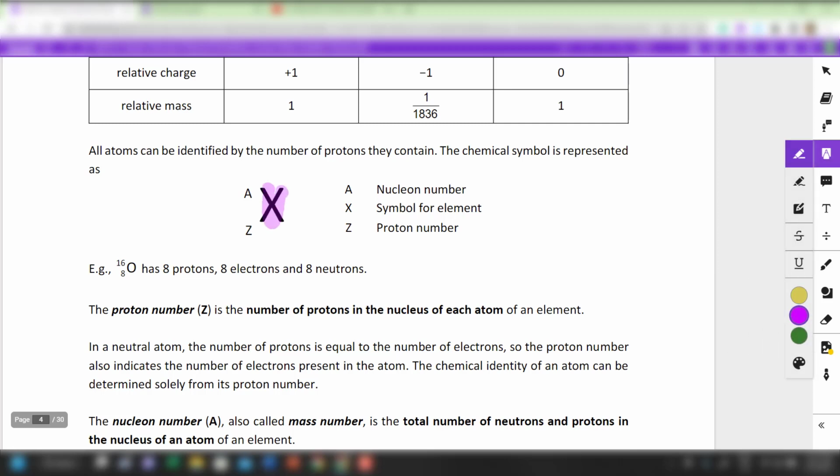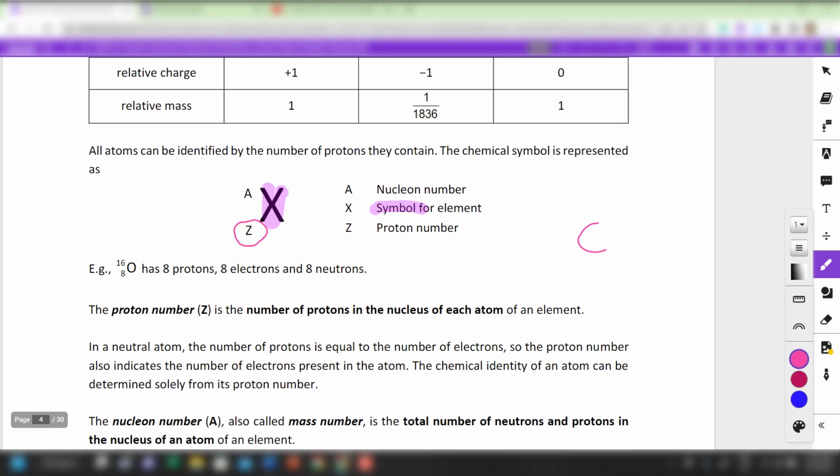So this is the elemental symbol. So for example, for carbon, it will be C. Then the one on the bottom left is what we call the proton number. So for example, carbon will be 6. Okay, so we'll write it over here, and then the top will be the nucleon number. So the most common isotope of carbon is carbon-12 with 6 neutrons. Okay, so we'll put 12 over here.